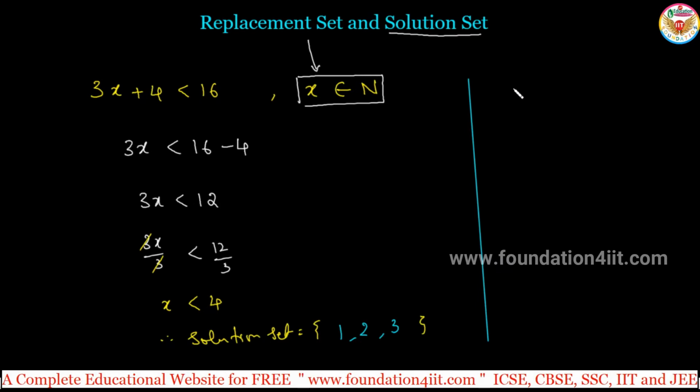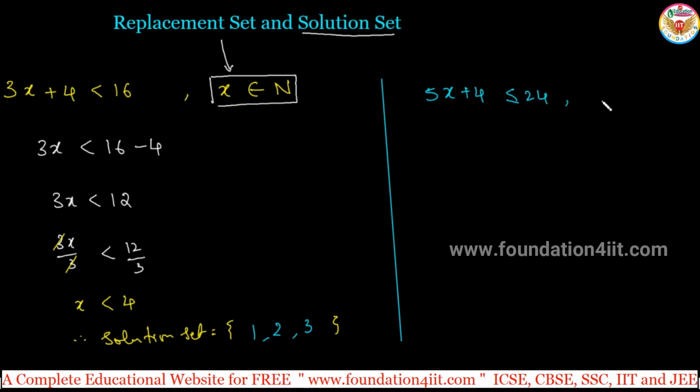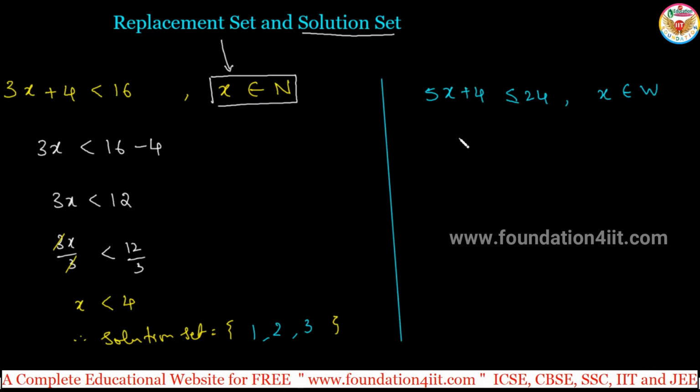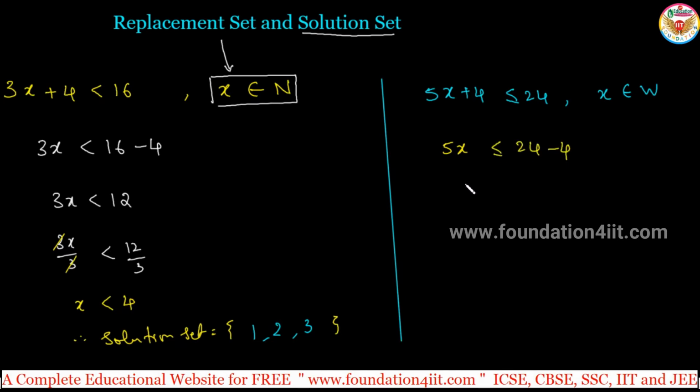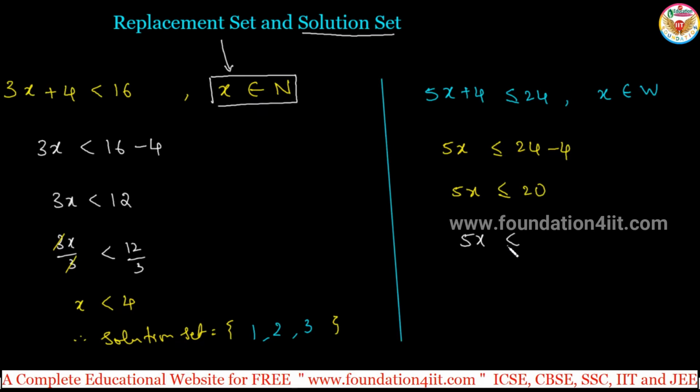Solve the linear inequation 5x plus 4 less than or equal to 24. Let us take x belongs to whole numbers. So you have to choose the solution set from the whole numbers. So the whole numbers are the replacement set, right? You can use transposing: 5x plus 4, transposing minus 4, 5x is less than or equal to 20. Divide by 5 on both sides. 5x less than or equal to 20, so divide by 5, divide by 5. Because 5 into x it is, so cancel.